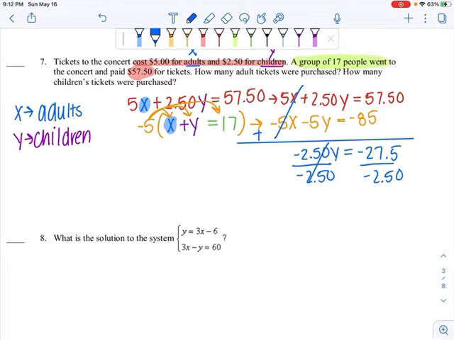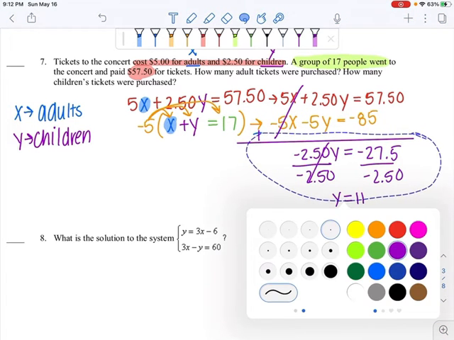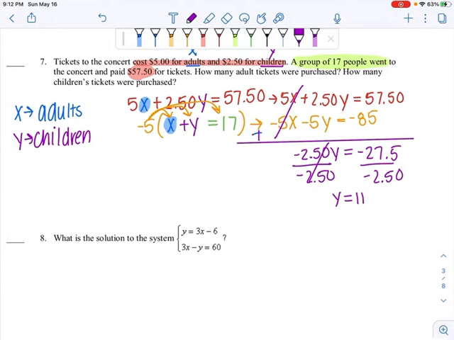So we just found the total number of children that went, okay? So y equals 11, so that would be 11 children.